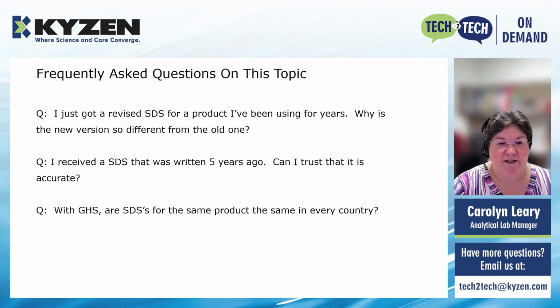And lastly, with GHS, are safety data sheets the same for the same product in every country? We've talked about this before, and that's not necessarily true. Each country has the ability to adopt which parts of GHS they want to incorporate into their national hazard communication program, and so it can be slightly different from country to country. And as you saw in my example for Section 15, the information provided can be different. So it's always important to get the safety data sheet for the product for where you will be using that product.